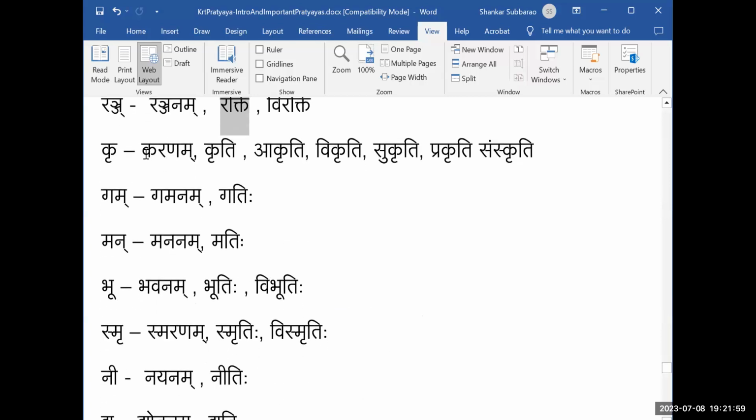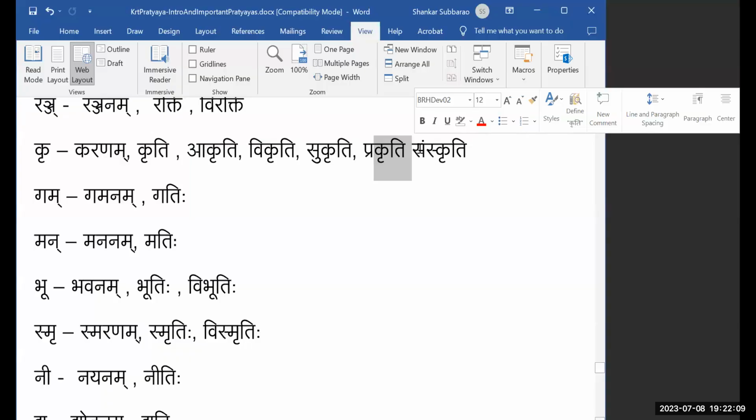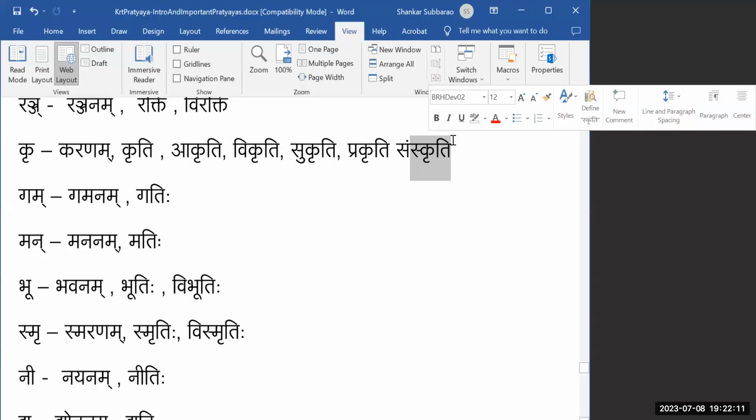Kru, karanam, kritihi. You add upasarga: akritihi, vikritihi, sukritihi, prakritihi, samskritihi. You can keep on doing this, okay? You can add more upasargas also: susamskritihi, dushkritihi. You can keep adding. Kriti is the basic word; upasarga will change meanings.